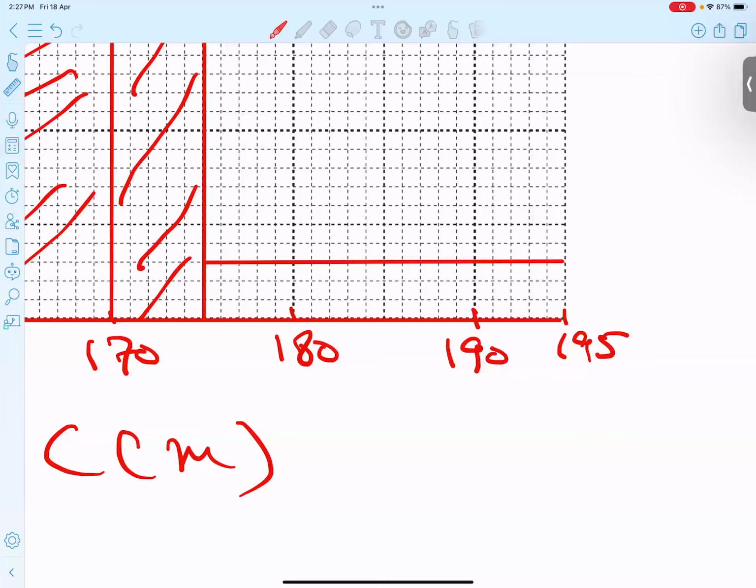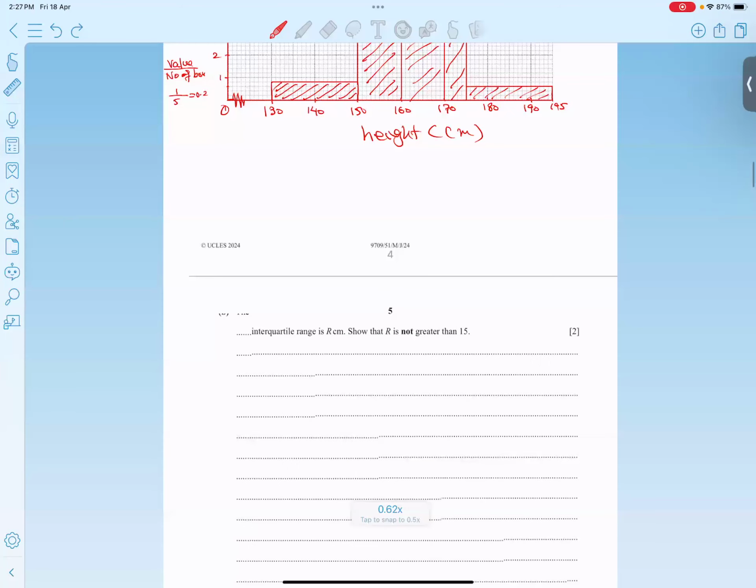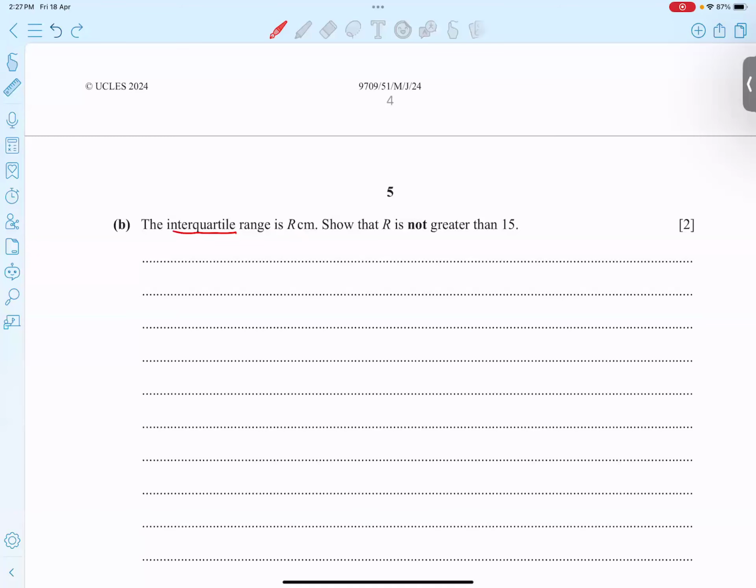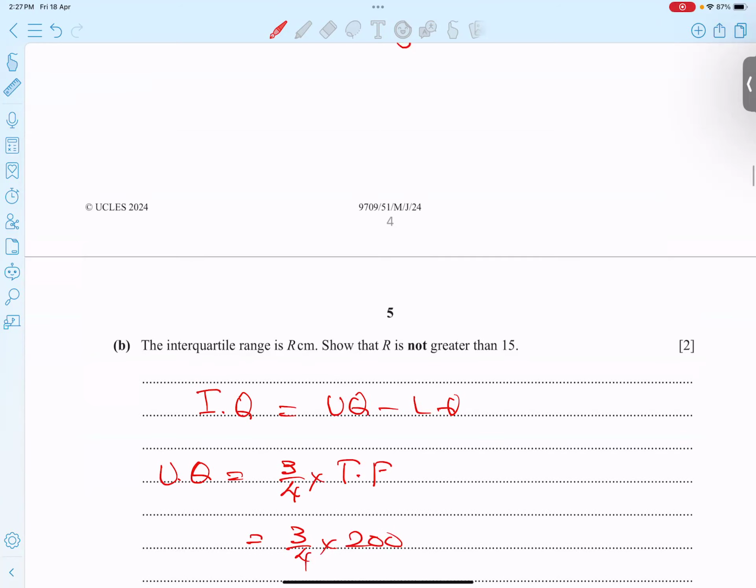What is the interquartile formula, students? The basic formula for interquartile range is upper quartile minus lower quartile. How to get the upper quartile? The formula is 3/4 of the total frequency, which is 200. So 3/4 of 200. Let me check, yes, it's 200. So 3/4 of 200 is 175.